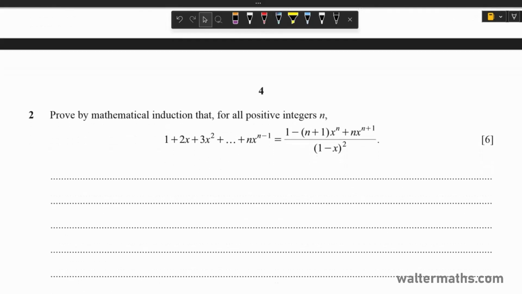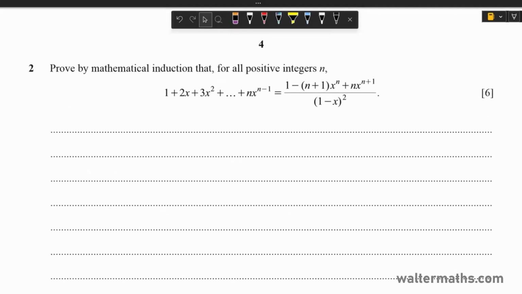Now we are on question number 2, which you can see right here. They say we should prove by mathematical induction that for all positive integers n, the series given here is equal to this, right? So basically they want us to prove by mathematical induction. All right, so let's do that.